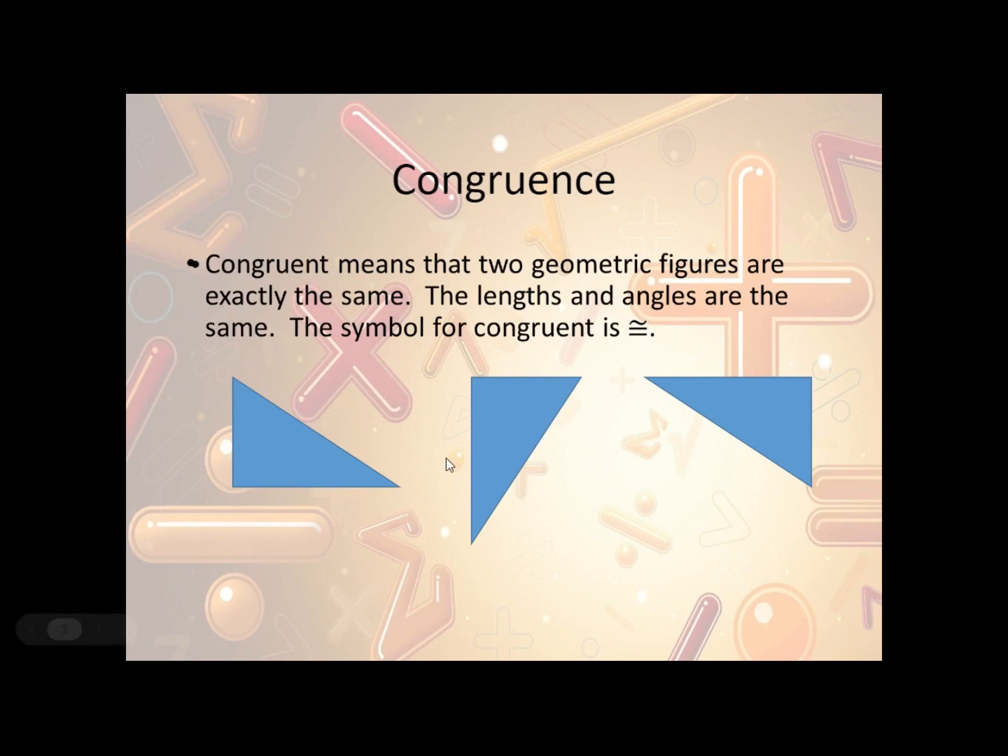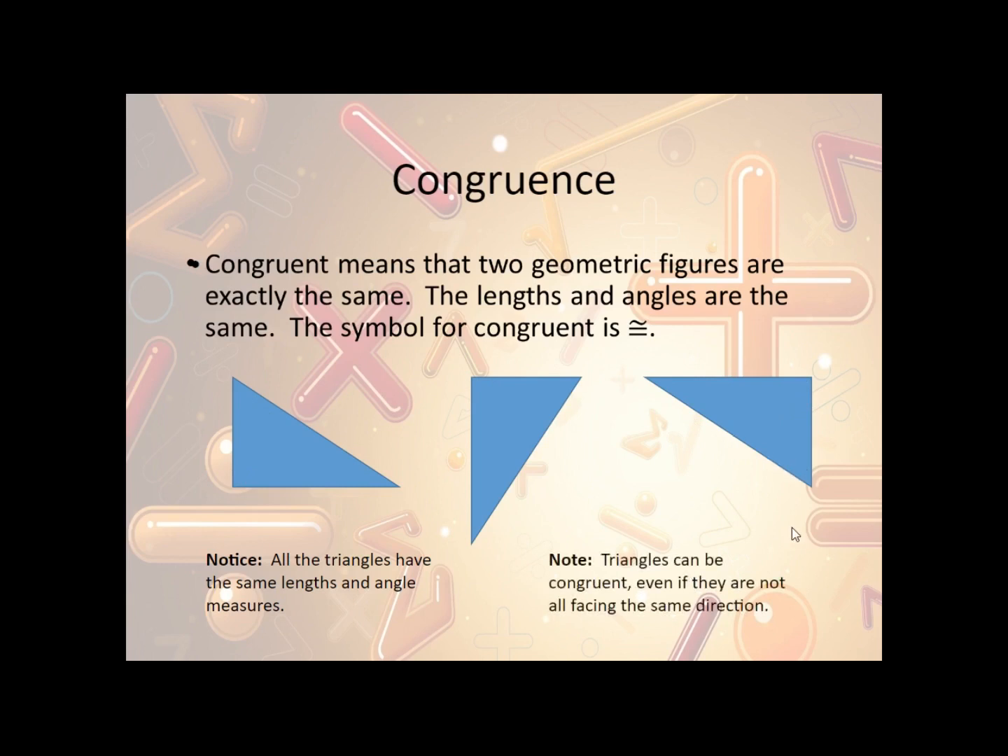So we can see that we have 3 triangles here, and they're all exactly the same. Now, they're rotated a little bit, they're flipped around, they might look a little different, but the sizes are all the same. So they all have the same lengths. So this side and this side are the same, and this side. This side down here and this side are all the same. And all the angle measures are the same. This angle and this angle and this angle are all the same. This angle, and this angle are all the same, and so on. So triangles can be congruent even if they are not facing the same direction.